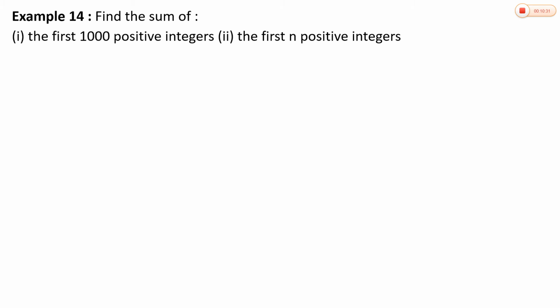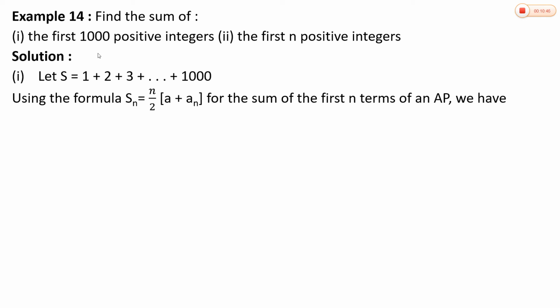In the next example, find the sum of, first question, the first 1000 positive integers, second one, the first n positive integers. We will solve one by one. First one is the solution. Let S is equal to 1 plus 2 plus 3 etc. The last term is 1000, because in the question you have to find the sum of the first 1000 positive integers, 1 to 1000.